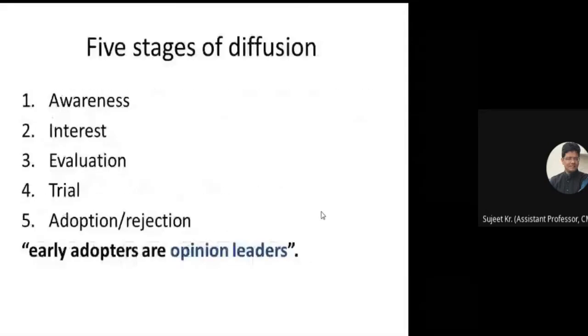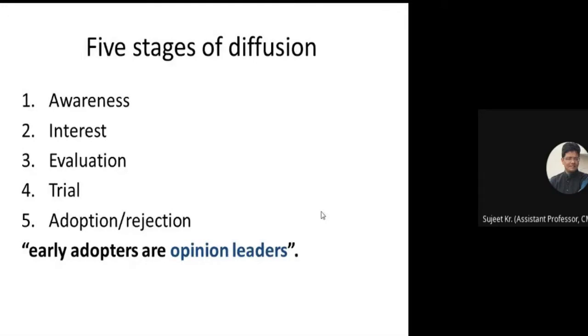So there are five stages of diffusion. If you put an idea into a society, there are five stages. And these five stages are interrelated. You have to memorize them in this series only, right?